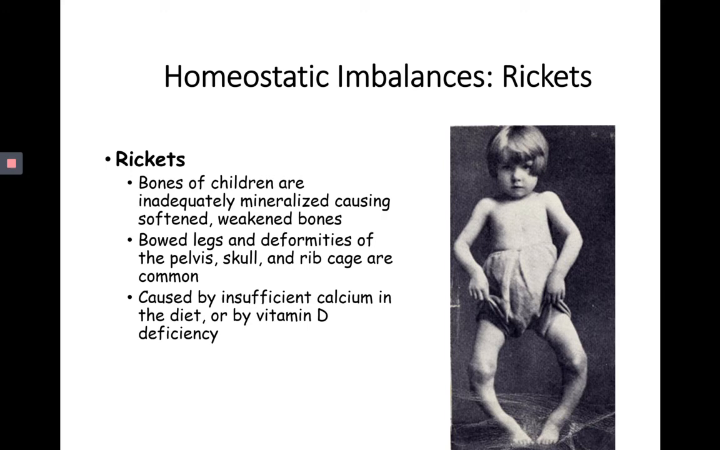Rickets is osteomalacia in children, so very similar, same cause, same symptoms. Normally in children you see the bowed legs. You may even see something wrong with the pelvis or the skull or the rib cage, but bowed legs are generally a hallmark of both osteomalacia and rickets.